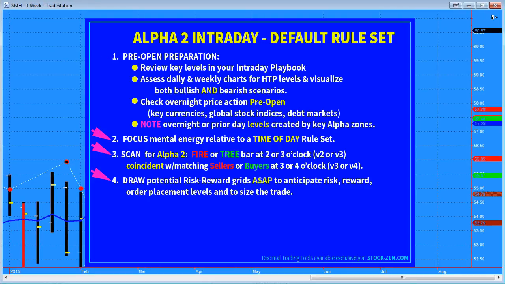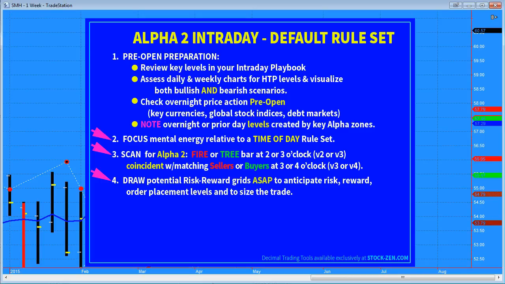Number 2 is to focus your mental energy relative to a time of day rule set. As an intraday trader, it's important to distribute your mental energy relative to a time of day rule set. We teach this in a course titled First Law of Intraday Trading. However, this simply means to be very focused on certain times of the trading session that are most important and place less importance on other times of the session.